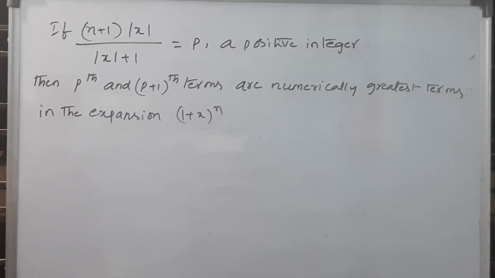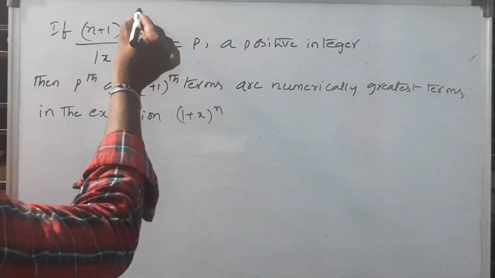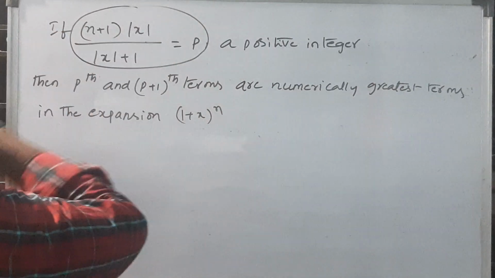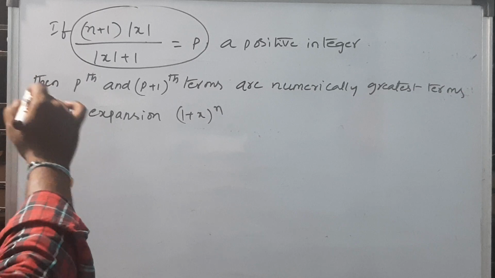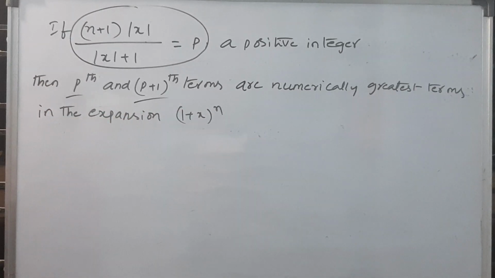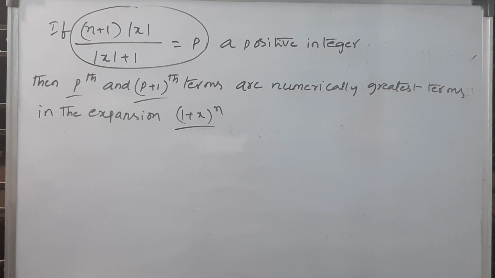Okay, understood now? If (n+1)|x|/(|x|+1) equals p, then the numerically greatest terms are the pth term and the (p+1)th term in the expansion (1+x)^n.